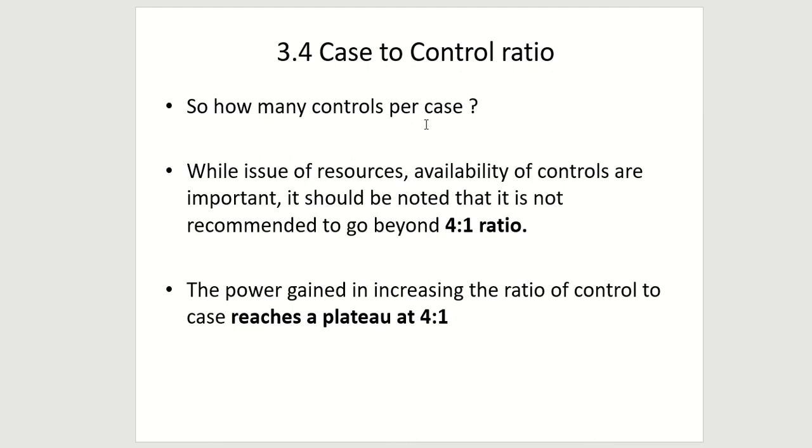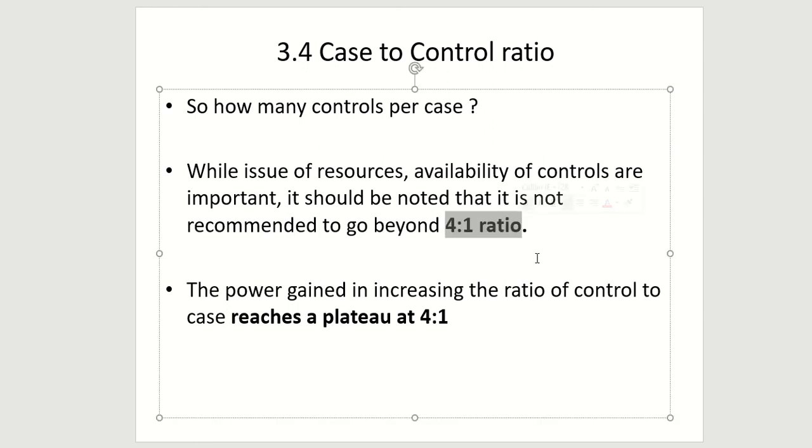So how many controls per case? Do I get 2 controls, 3 controls, 4 controls? While issues of resources and availability of controls are important, it should be noted that it's not recommended to go beyond a 4-to-1 ratio. The recommendations say if you want more than one control, don't go beyond 4. Why? Because the power gained in increasing the ratio of controls to cases reaches a plateau at 4-to-1.